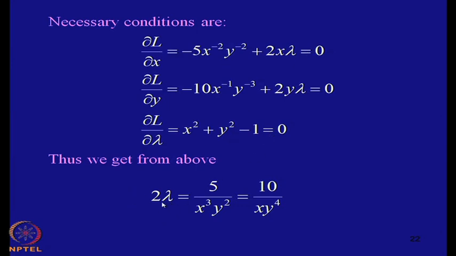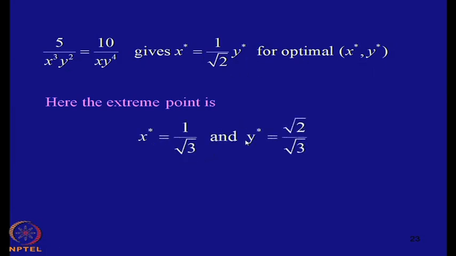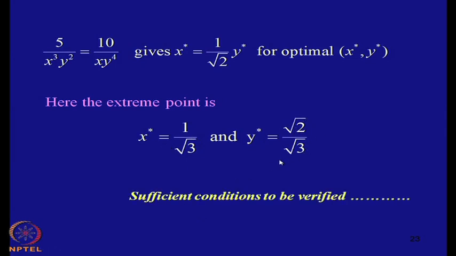From the first equation we get 2 lambda equal to 5 by x³ y², and from the second equation we get 10 by x y⁴. Once we have done so, we substitute this in the next and we get the value of lambda as well as x star and y star. We get the optimal values x star equal to 1 by root 3 and y star equal to root 2 by root 3. This is the possible extreme point for the given constrained optimization problem. Now, we need to verify the sufficient condition for this problem.